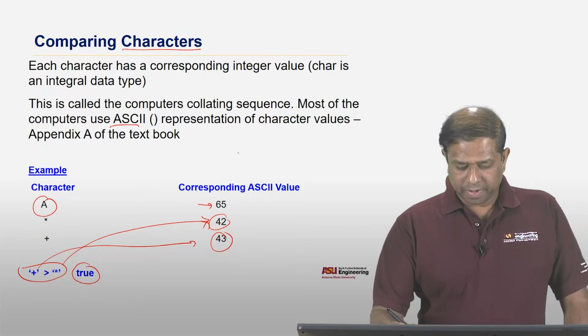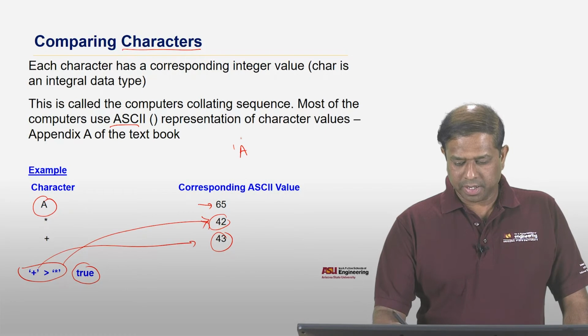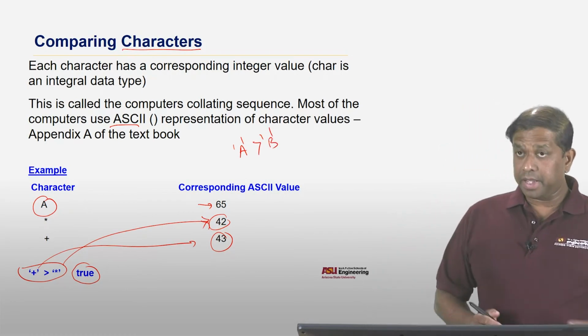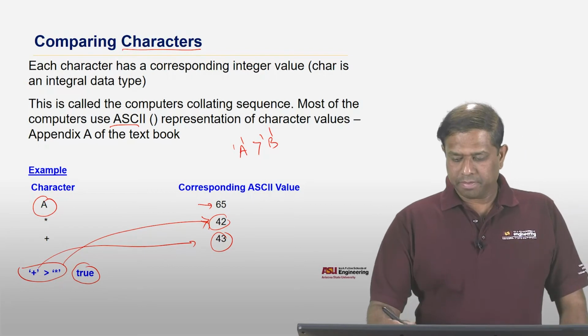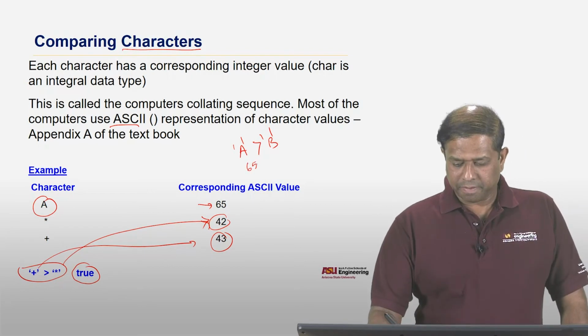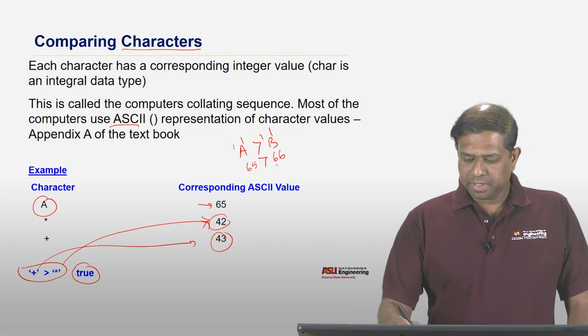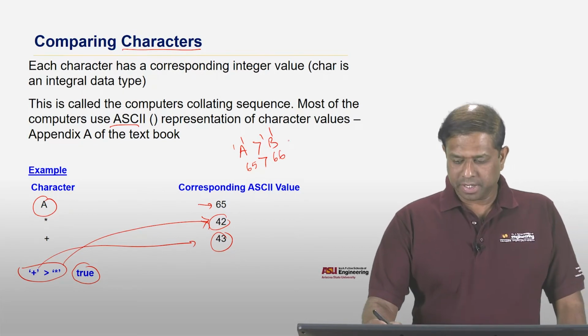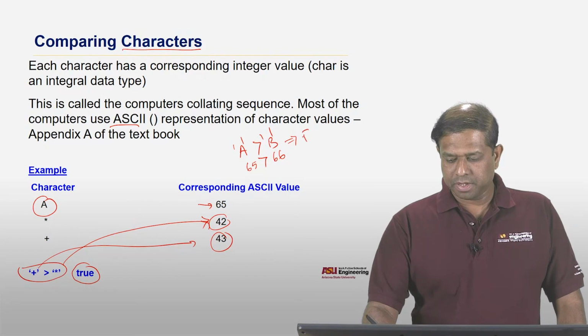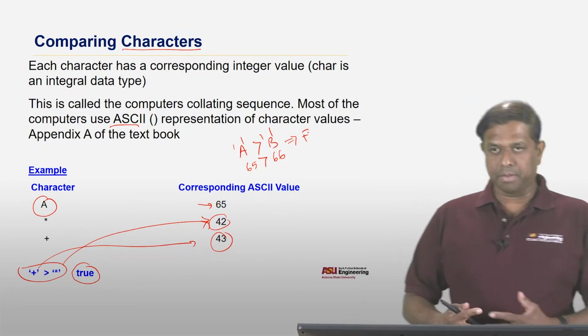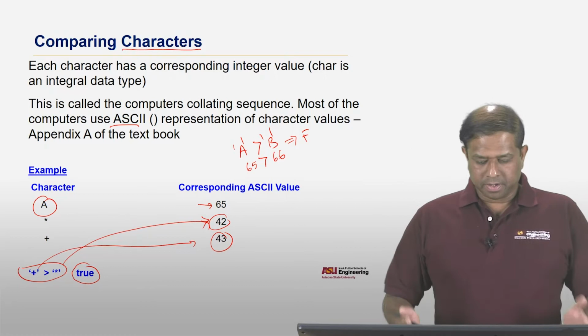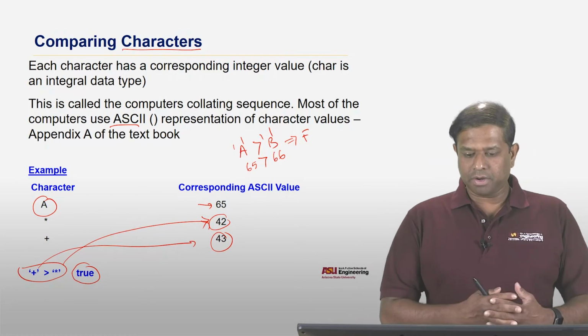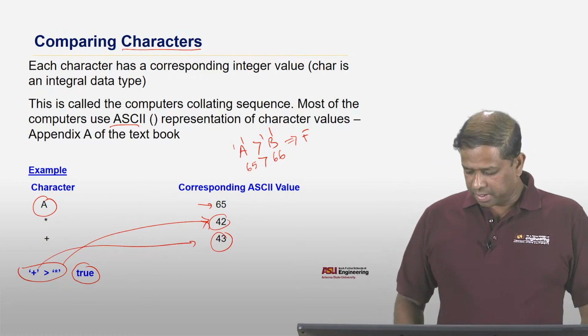Likewise, if you write something like this, character A greater than character B. Since character A starts from 65, we are essentially checking whether 65 is greater than 66, right? Now 65 is not greater than 66, so this is going to give us false as the outcome in this comparison, right? So we can use these relational operators for character comparison.